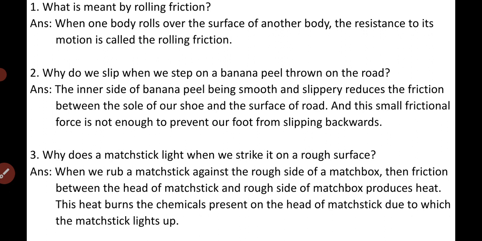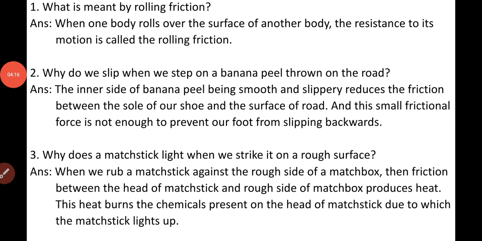Both the rough surface of the matchbox and the head of the matchstick contain some chemicals which allow it to burn on producing the heat. Clear? So this is the answer of question number 3. You can note it down. When we rub a matchstick against the rough side of a matchbox, the friction between the head of the matchstick and the rough side of the matchbox produces heat. So this heat burns the chemicals present on the head of the matchstick, due to which the matchstick lights up.